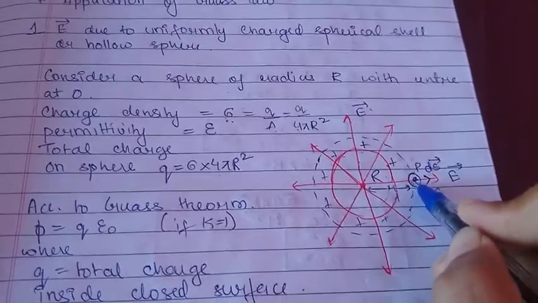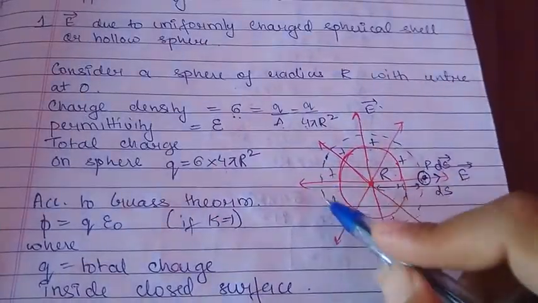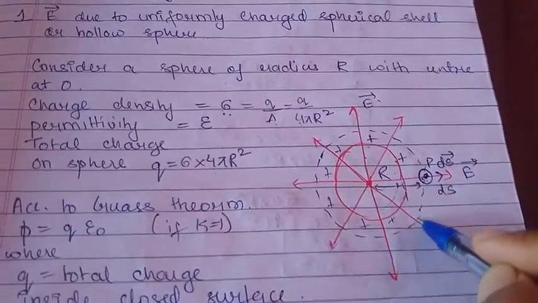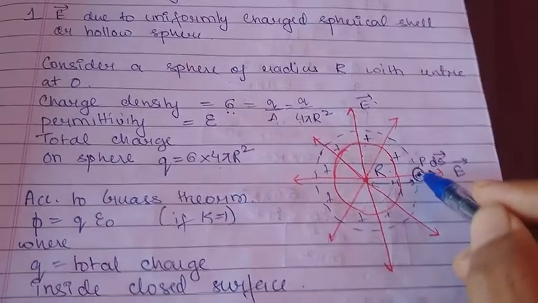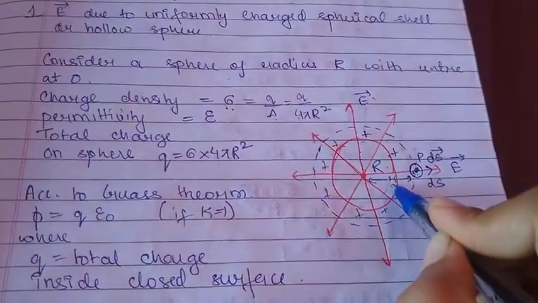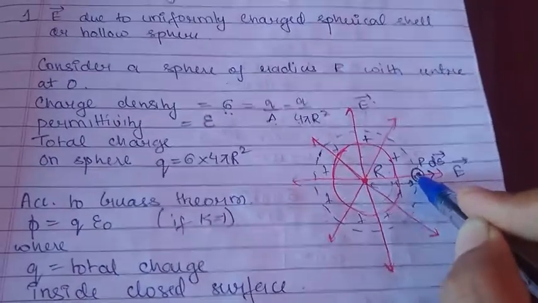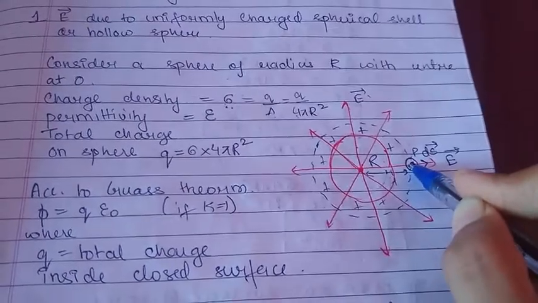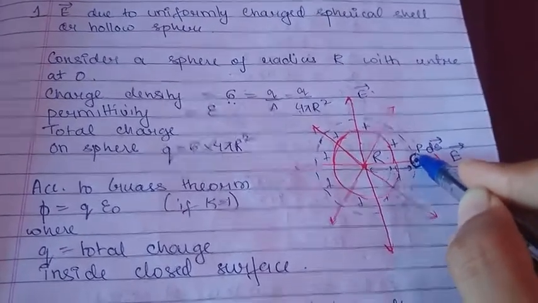Here this point P is outside the sphere, so you will consider a Gaussian surface. This dotted line shows you the Gaussian spherical surface. The Gaussian surface should be such that the radius of that sphere will be small r and point P should lie on the surface. Now you can consider a small area ds around point P.